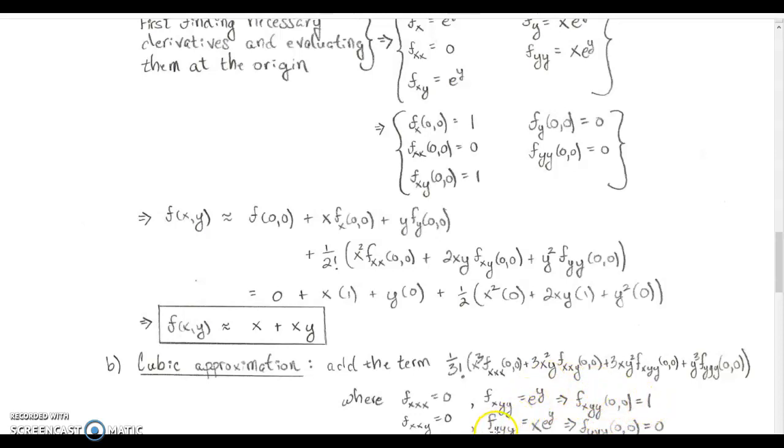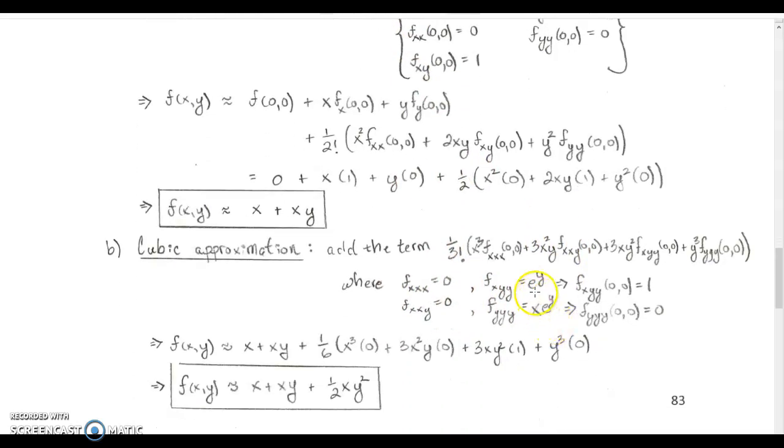And then f sub yyy is the derivative of f sub yy with respect to y, so it's still x e to the y. So that is still 0. Okay? And then I need f sub xxy, I already talked about that.